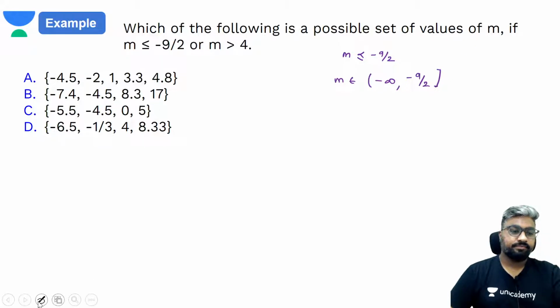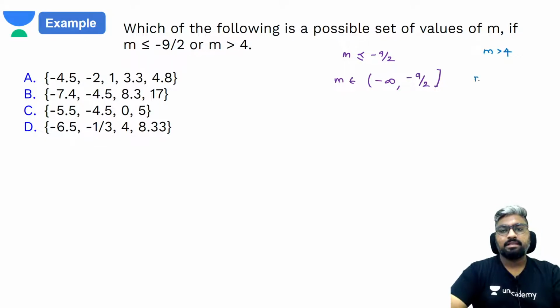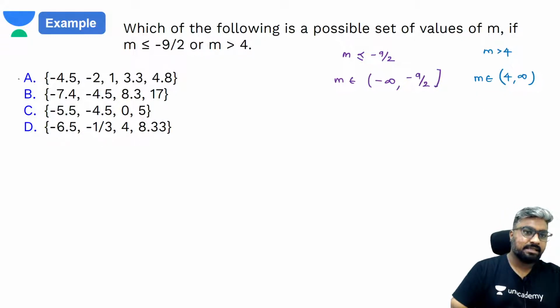And they're saying m is greater than 4. That means m will belong to all the values from 4 till infinity, but both 4 and infinity will not be included. Uzma says A is the answer. Others?